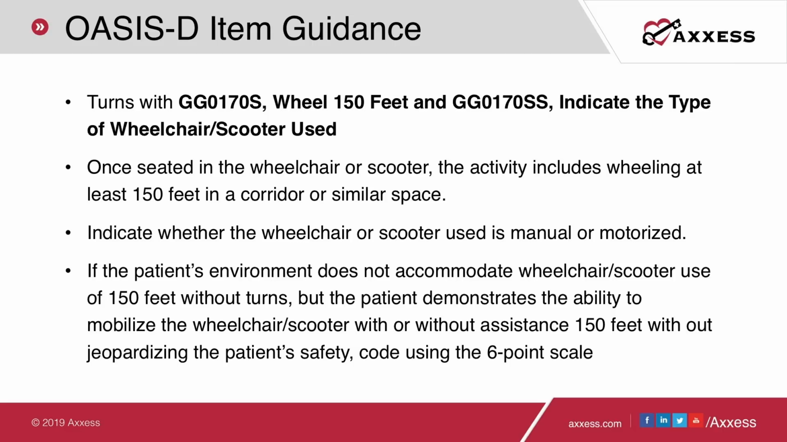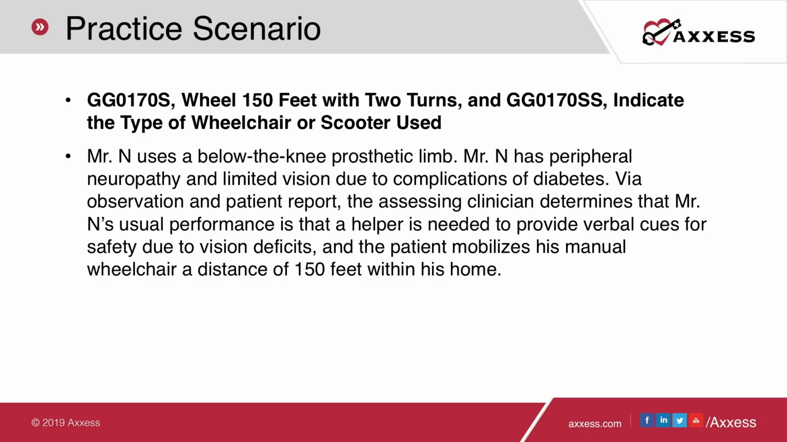We are also asked to indicate whether the wheelchair or scooter used is manual or motorized at GG0170SS. Now, if the patient's environment does not accommodate wheelchair scooter use of 150 feet without turns, but that patient demonstrates the ability to mobilize with or without assistance 150 feet without jeopardizing their safety, go ahead and code them on a 6-point scale. Let's look at an example practice scenario.